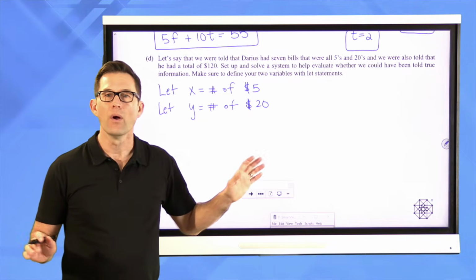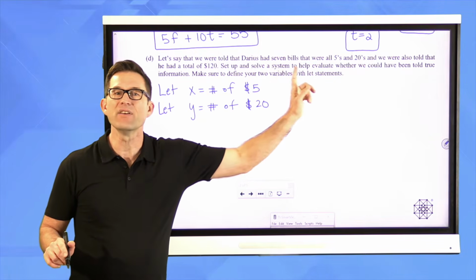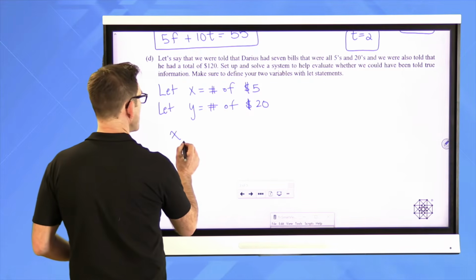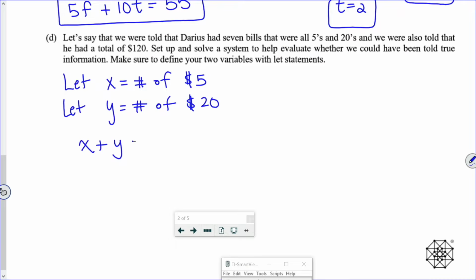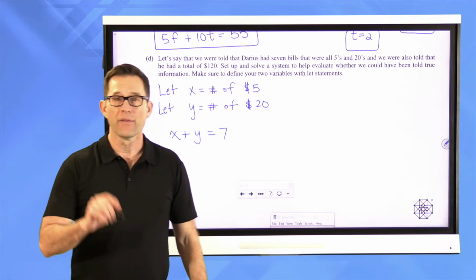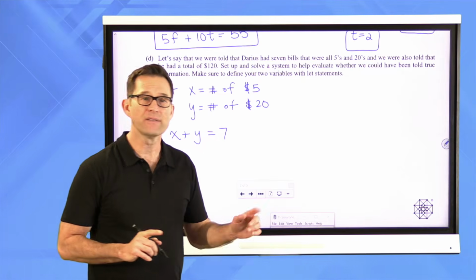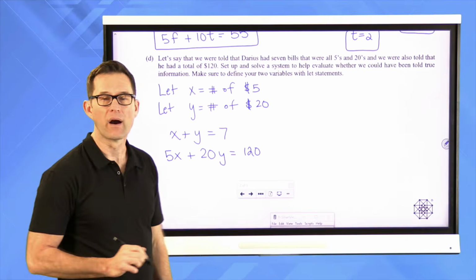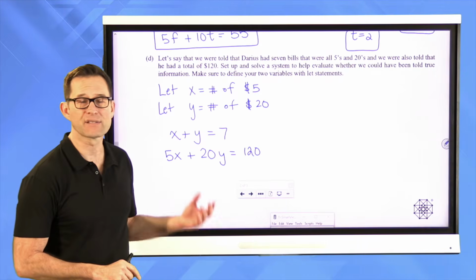So what do we know? We're told that Darius has 7 bills. That's simple enough. That means if I take the number of 5s I have and the number of 20s I have, there must be 7 of them when I add them together. Now the other piece I know is that if I take the amount of money I have in 5s, which would be 5x, and add to it the amount of money I have in 20s, which would be 20y, that would have to be a total of 120. All right, very similar to our last problem.